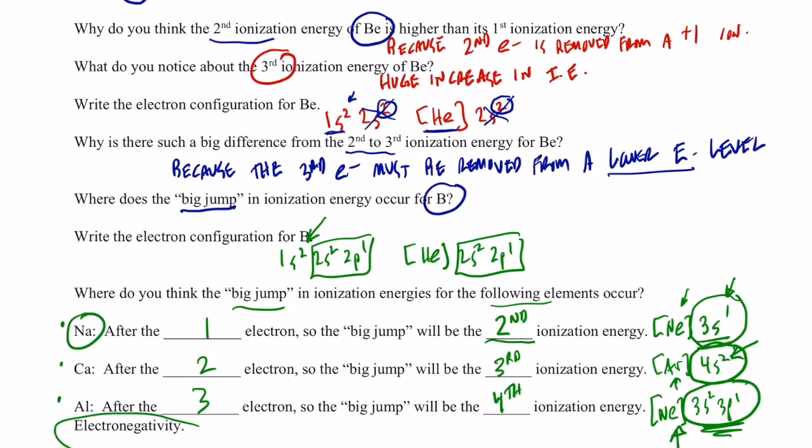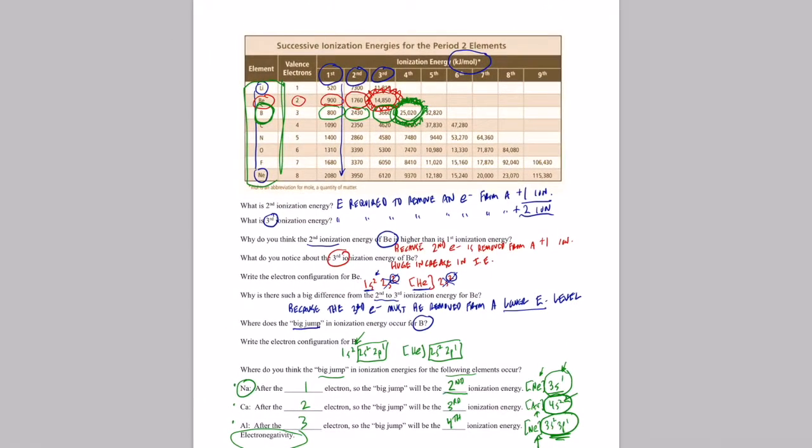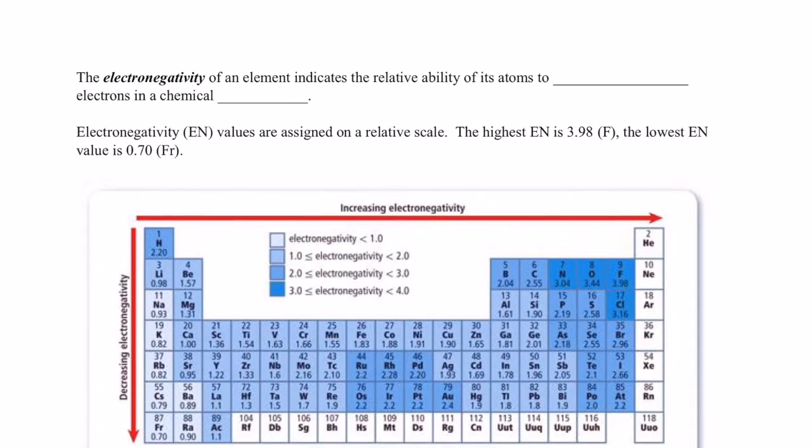All right, the next thing we need to talk about is something called electronegativity. So, the electronegativity of an element indicates the relative ability of its atoms to attract electrons in a chemical bond. Now, I'm going to stop the video here after just defining what electronegativity is and let you think about that over the next couple of days, to think about what electronegativity really is and what you think the trend in electronegativity is when we go across a period and down a group.